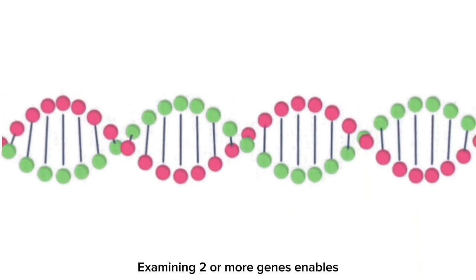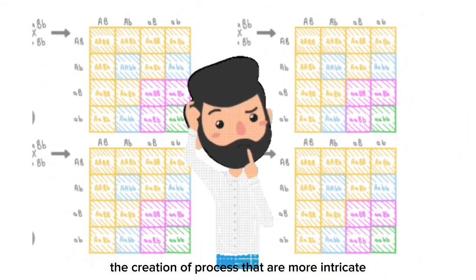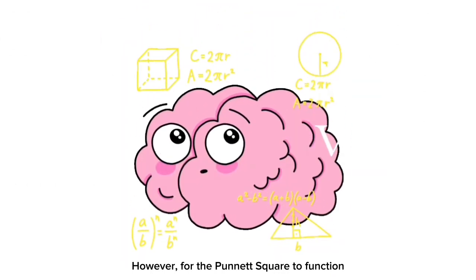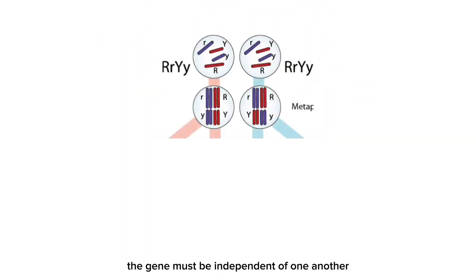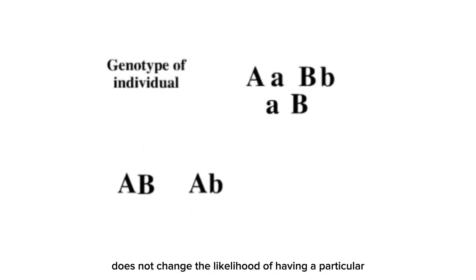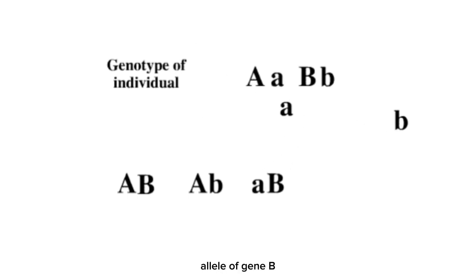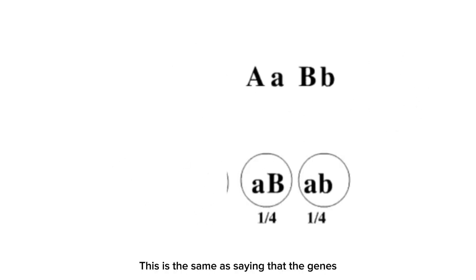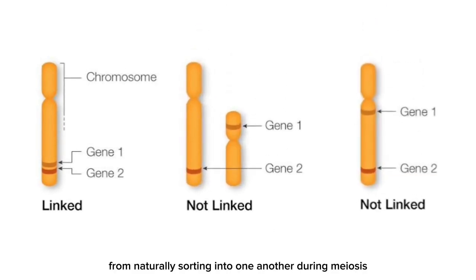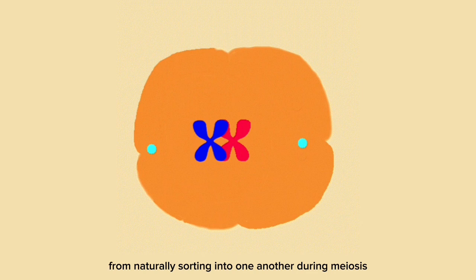Dihybrid. Examining 2 or more genes enables the creation of crosses that are more intricate. However, for the Punnett square to function, the genes must be independent of one another, which implies that having a specific allele of gene A does not change the likelihood of having a particular allele of gene B. This is the same as saying that the genes are not connected, which prevents the 2 genes from naturally sorting into one another during meiosis.